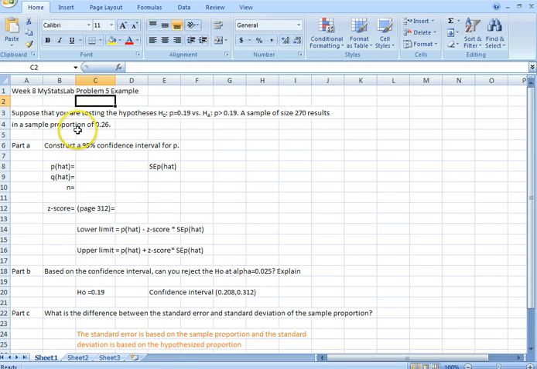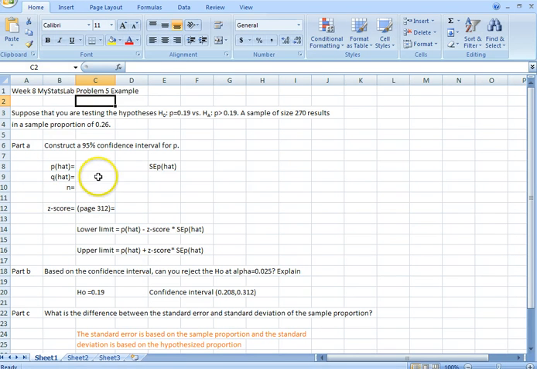Suppose that you're testing the hypothesis, and a null hypothesis is P is equal to 0.19 versus the alternate that P is greater than 0.19. A sample of size 270 results in a sample proportion of 0.26. Part A asks us to construct a 95% confidence interval for P.